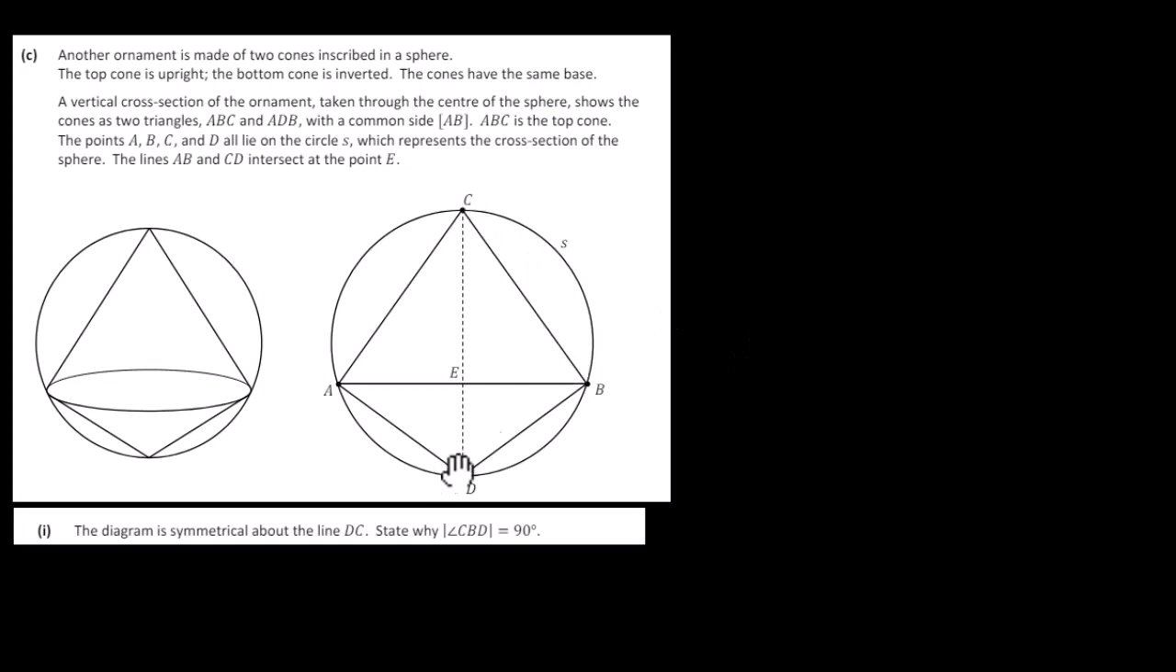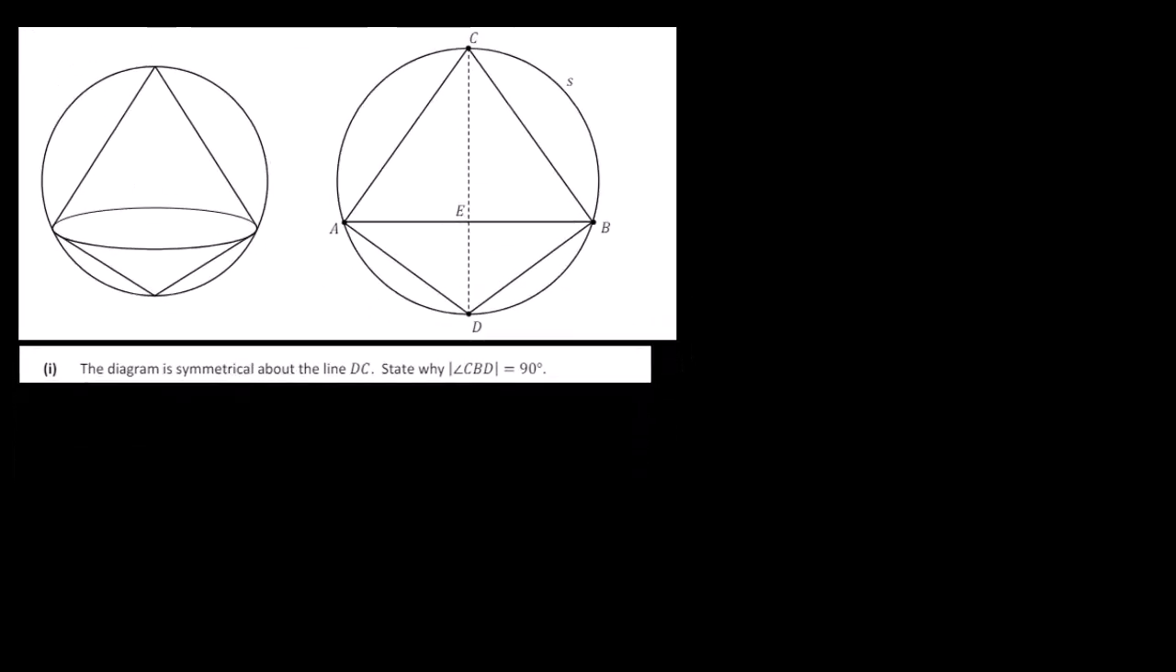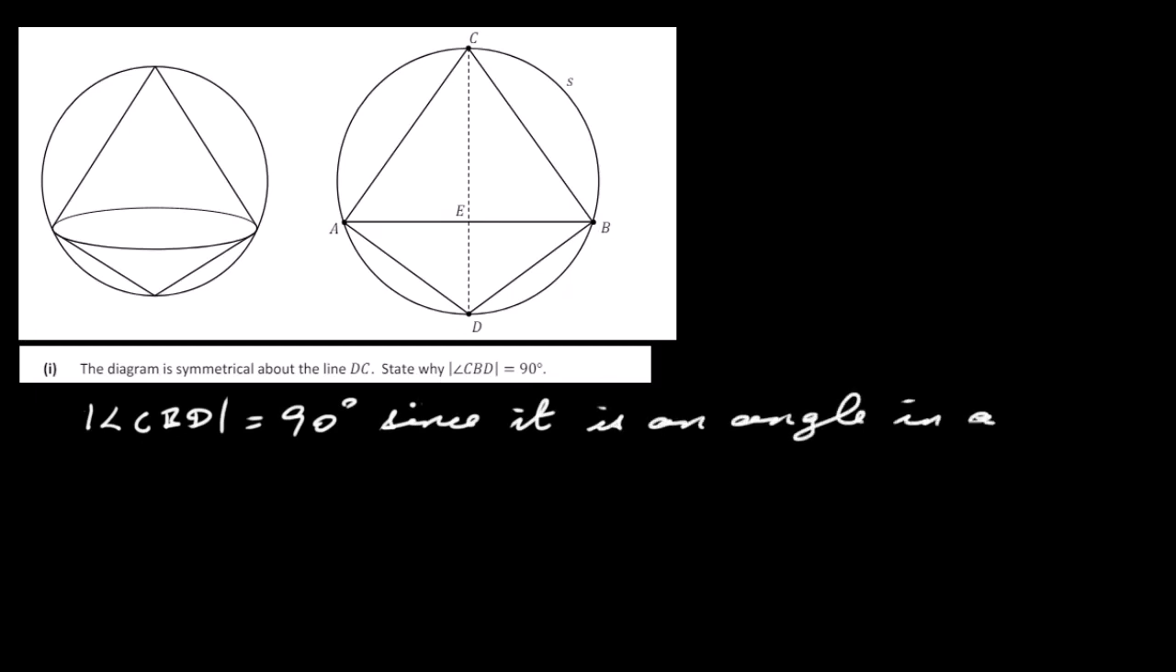Well, CBD is this angle here. That's 90 degrees because it's an angle in a semicircle. I'll write it out anyway. You can say that the size of the angle CBD is equal to 90 degrees since it is an angle in a semicircle.